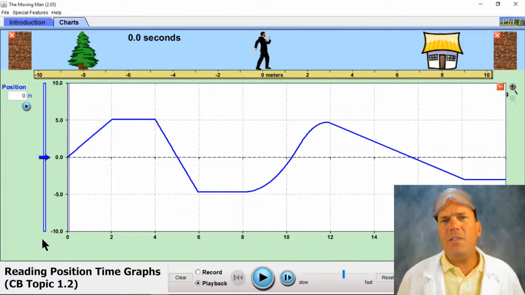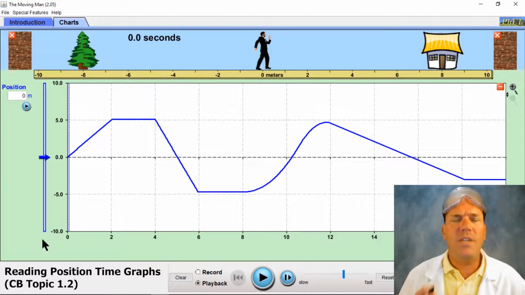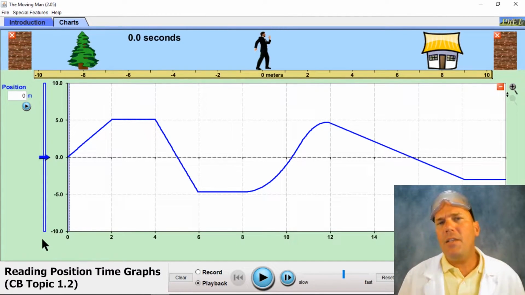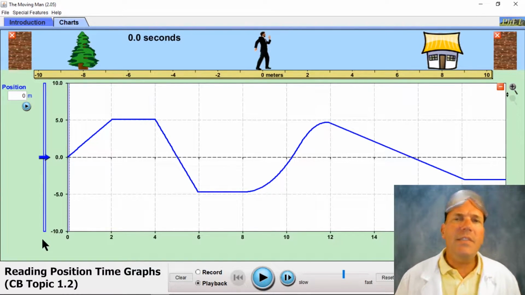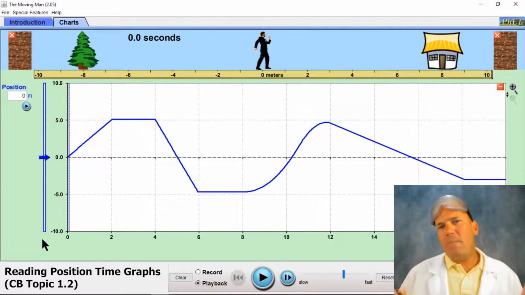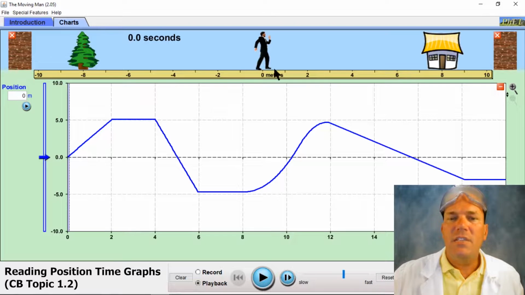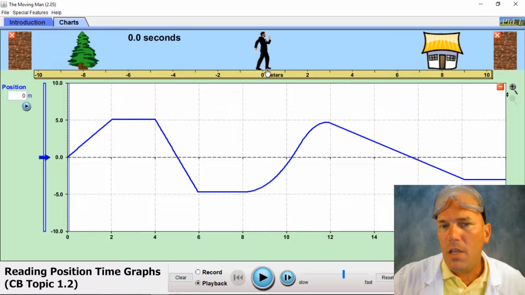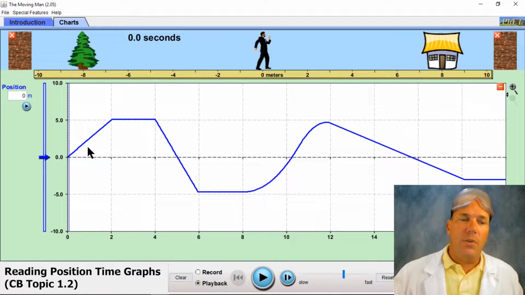And recall the slope is simply the change in y values over the change in x values, commonly referred to as rise over run to find that slope. Lastly, I want you to look for areas that have curvature. These are all very important. Before I start the simulation, let's look at the moving man. The moving man is at position 0. So this is position 0. This is our initial position at 0 meters.